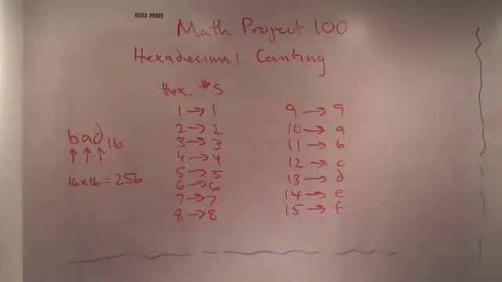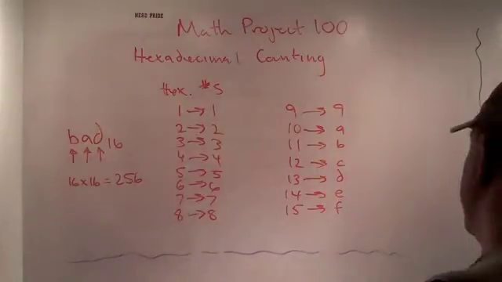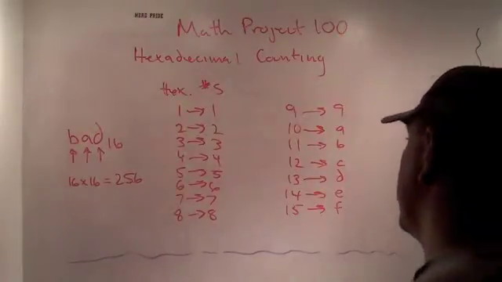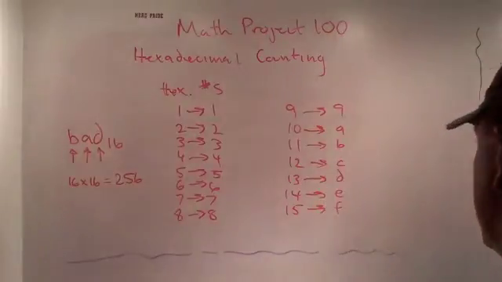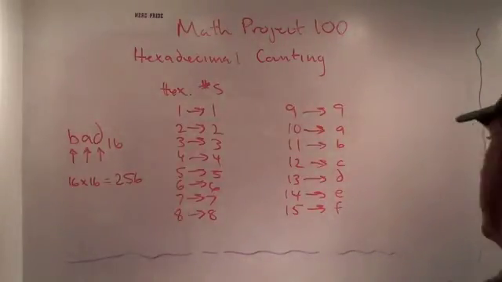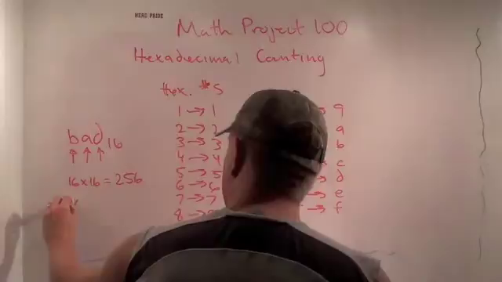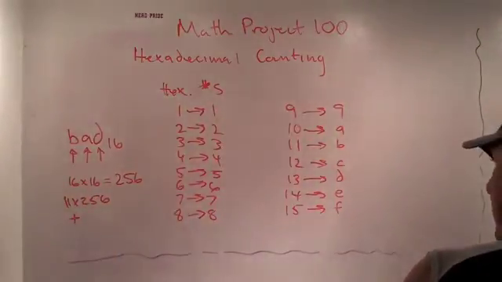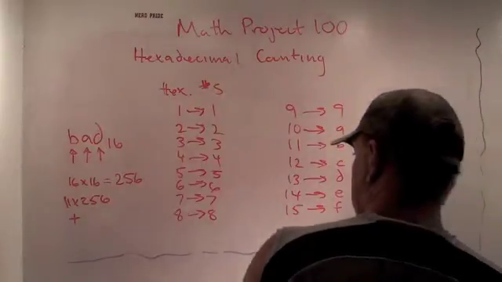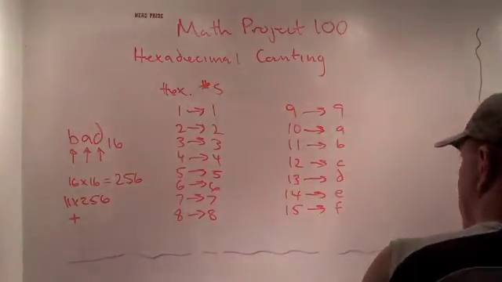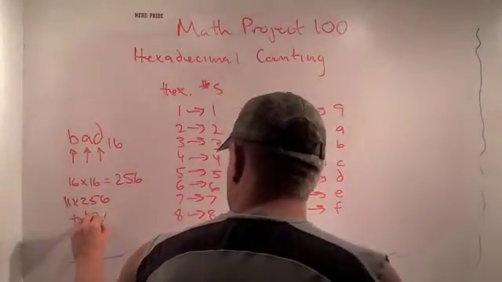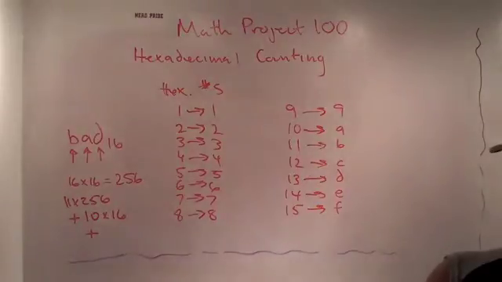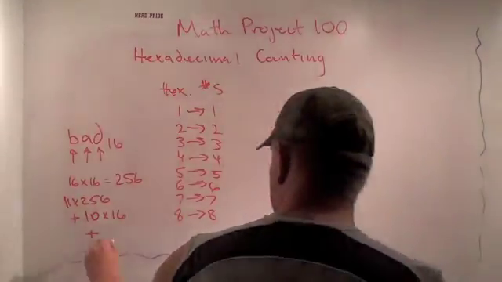So BAD base 16 means, well, what does B represent? Well, B is the 256th place. And what number does B represent in our hexadecimal system? B is 11. So we have 11 times 256, plus A times 16. Well, what's A? A is 10. So plus 10 times 16, plus D. Well, D is 13.